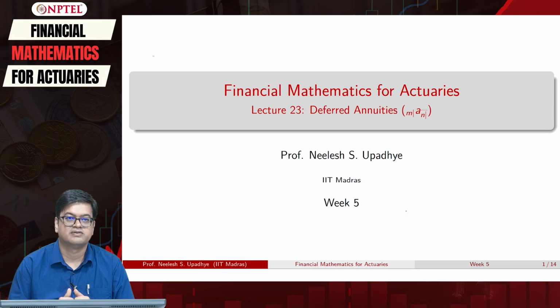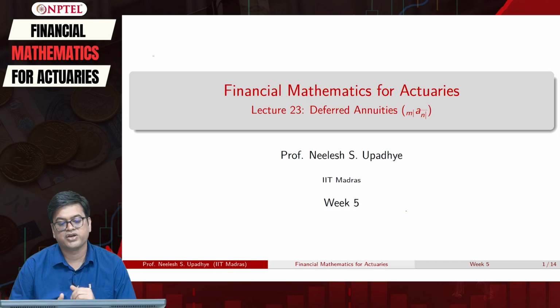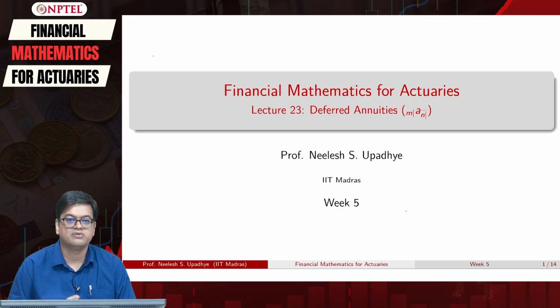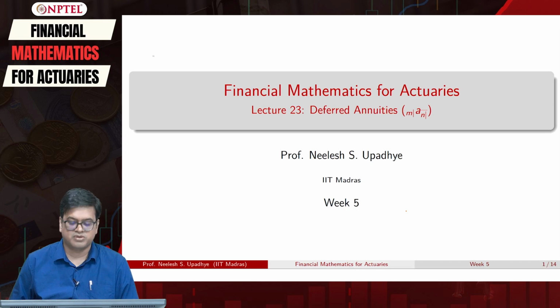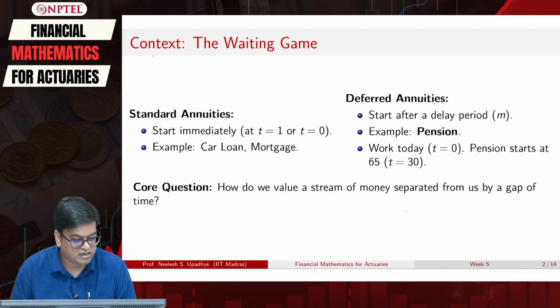Welcome back to lecture 23, which is week 5, lecture 3 of financial mathematics for actuaries. Today we are going to handle one interesting topic, which is called deferred annuities. This typically relates to the pension problem. We will understand what this problem is and why deferred annuities play a crucial role. In order to set the context, let us understand what this waiting time trouble is about.